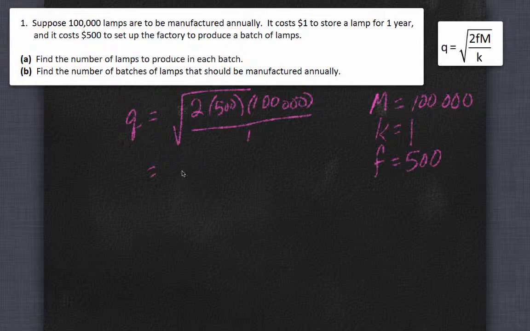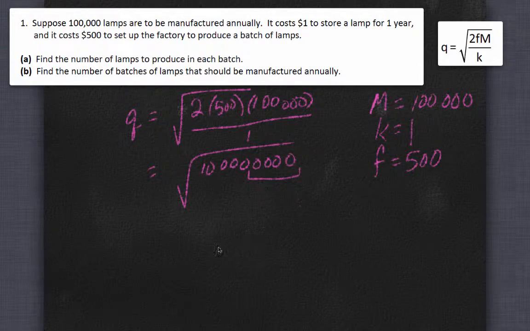So Q equals... so this is 1, 2, 3, 4, 5, 6, 7. Okay, so 10,000. So that's the answer for A.